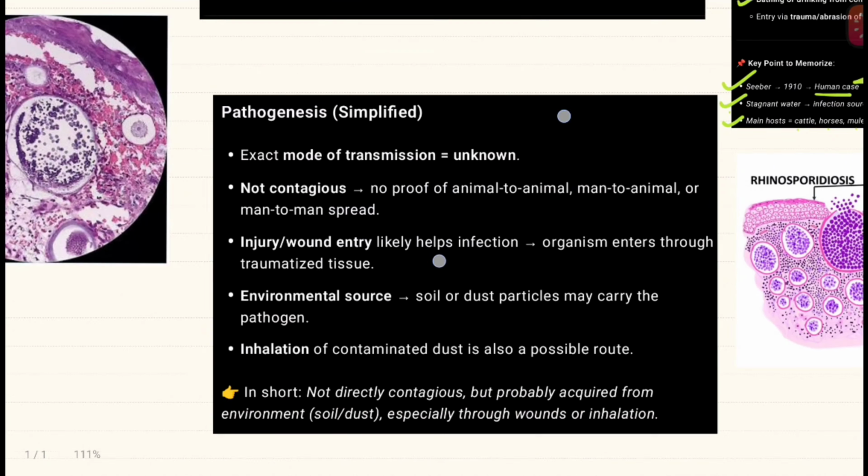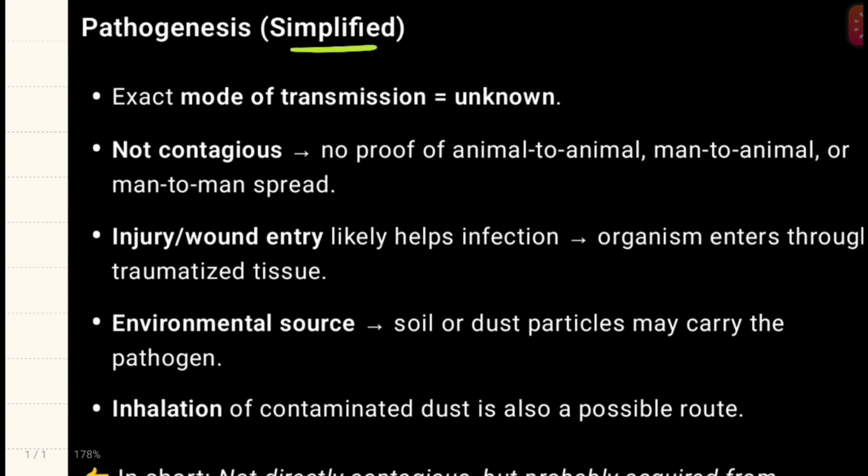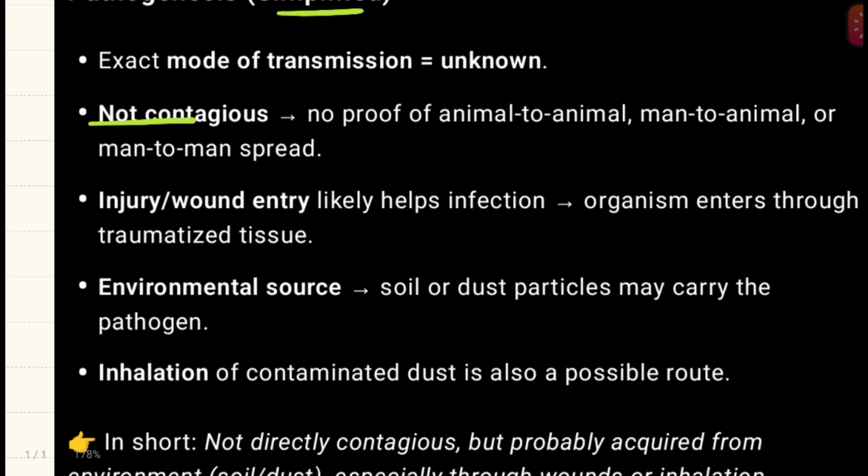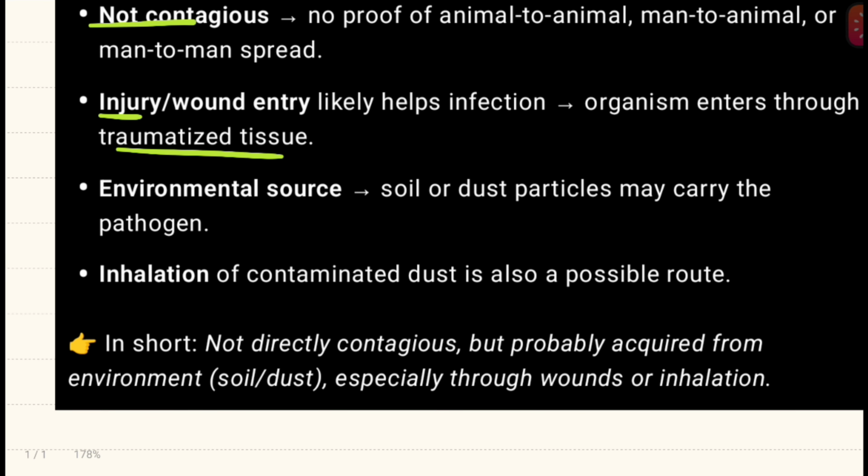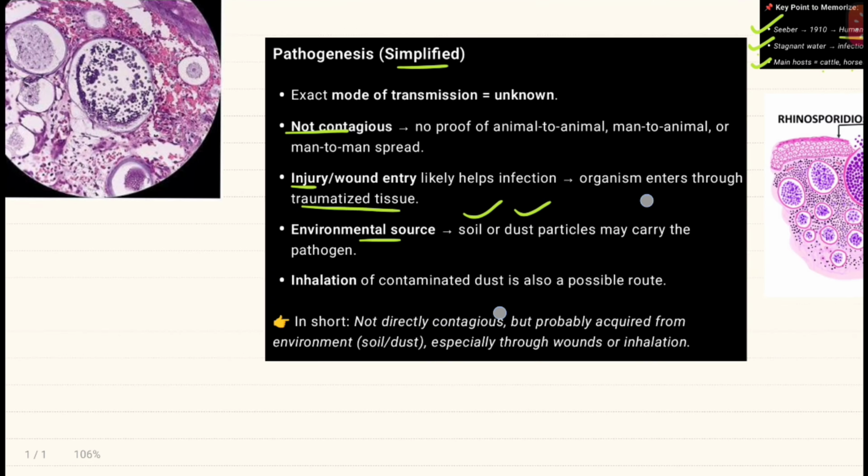Now, let us discuss the pathogenesis of the disease. The exact mode of transmission is not well understood. In this disease also, it has been noticed that there is no contagious spread, which means there is no proof of animal to human, man to man, or man to animal spread. A key important point in this pathogenesis is that injury sites or wound sites act as a portal of entry for the organisms through traumatized tissues. As for environmental sources, the organisms can be carried by soil or dust particles, so inhalation of contaminated soil, dust, or air might be a possible route of infection. So this is about the pathogenesis.